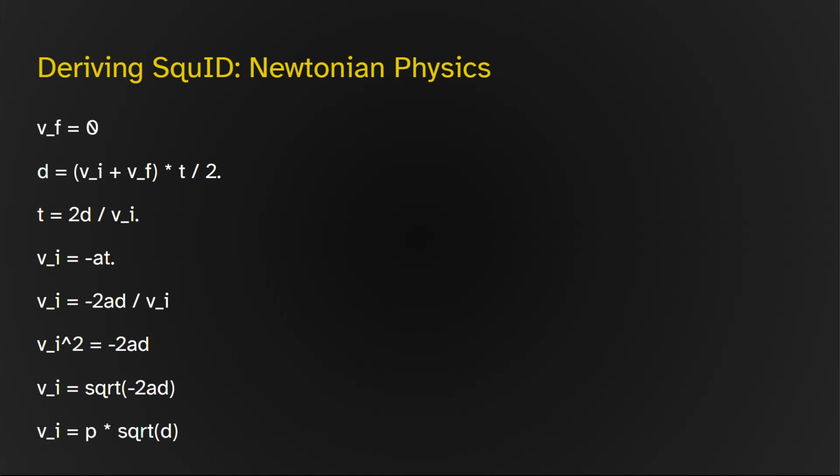If we substitute the equation for time that we got earlier into that equation, and then rearrange a little bit, what we end up with is that our target current velocity should really just be some proportional term times the square root of d. And if you'll recall, d was our error. So this equation is exactly the same as the control law for SquID, and this is the fundamental reason why SquID works.